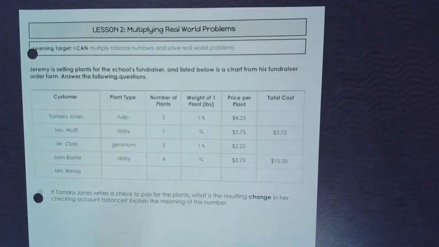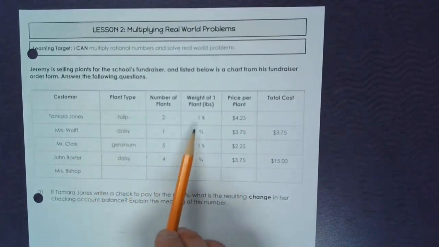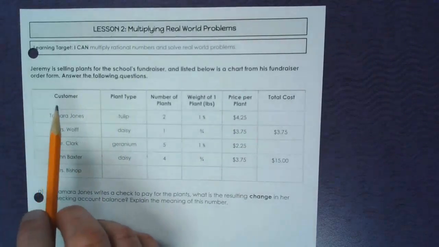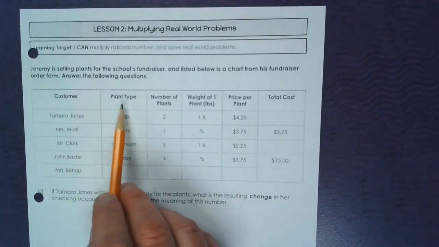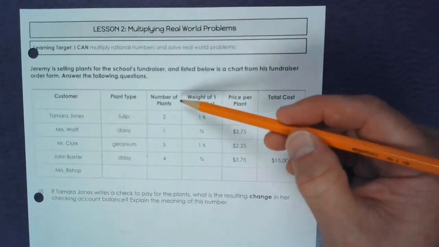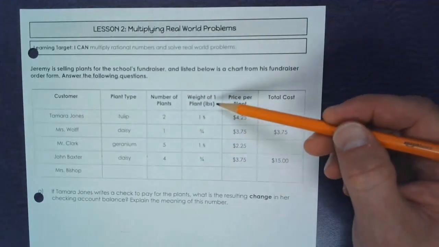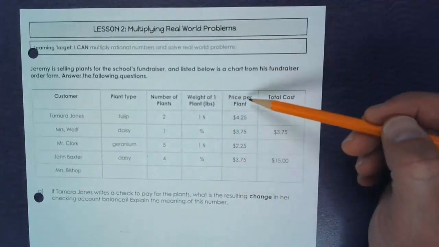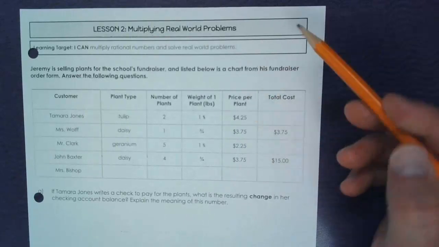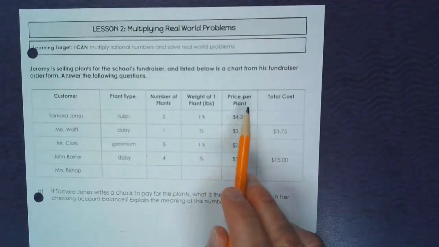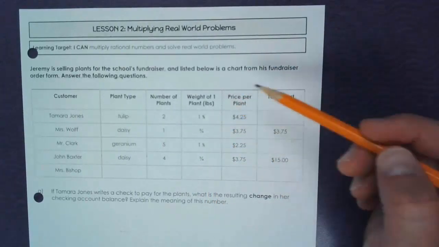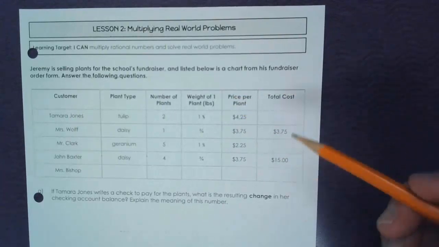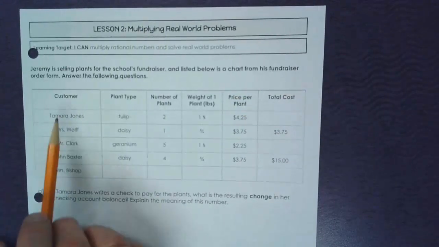So what we should do first is fill in the rest of the chart. So what we have here is customers, plant types, number of plants, the weight of the plant, the price per plant. Notice that is price per plant. Doesn't have anything to do with the weight. And then you have total cost. So let's look at the first one.